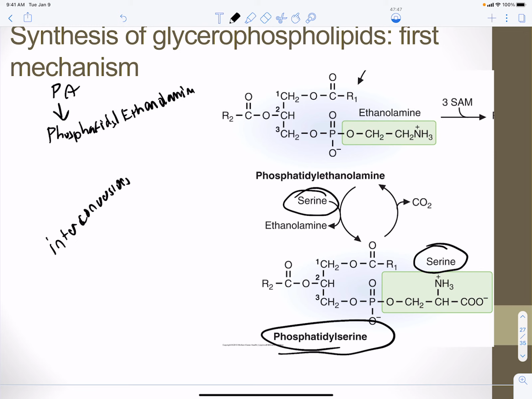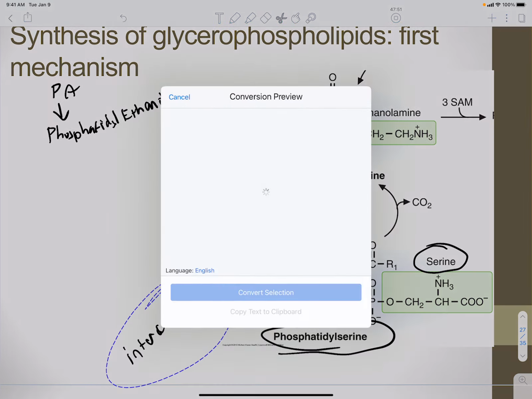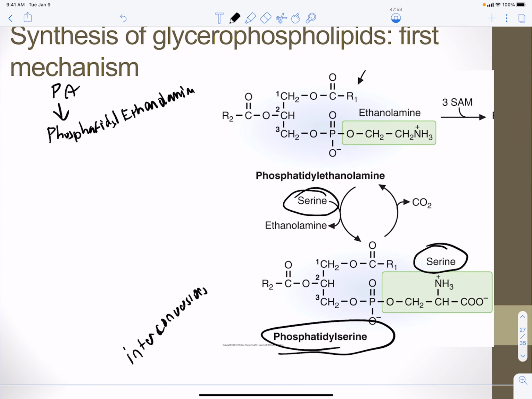And then you can get, let me move my interconversion. You can get with 3 SAM, a choline, or you can get a swap, and then this will be a serine. Okay, phosphatidic acid. So all that basically means is that there are multiple ways to make choline, and then there is a precursor of ethylamine to make serine.